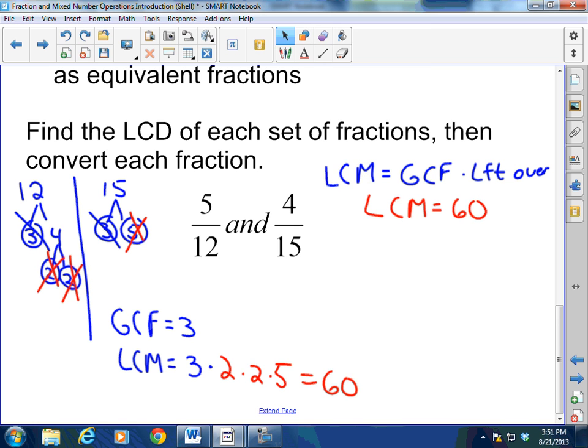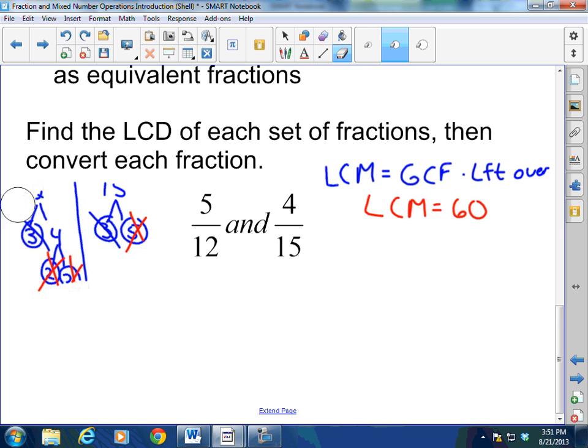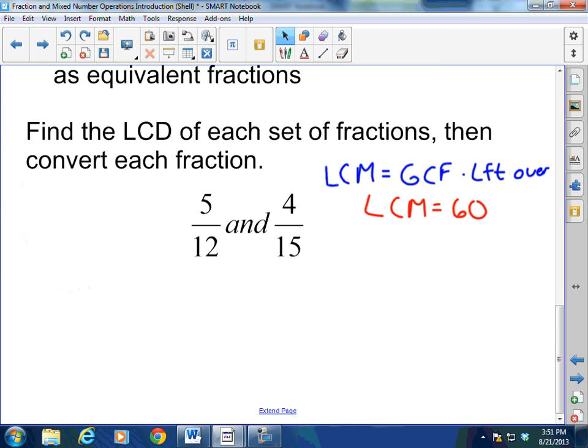Now, how does that help me to convert each fraction? Well, I think that's the really easy part. Once you know what the LCD is, it's pretty simple. We know that 5/12 has to be converted to something over 60. Well, the question is, what did I multiply to 12 to get to 60?